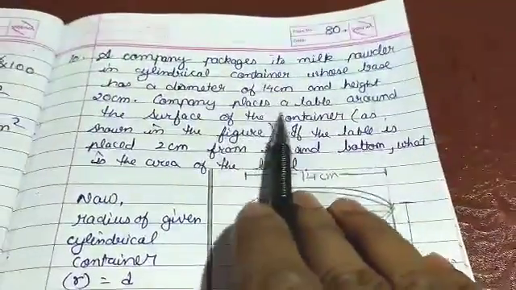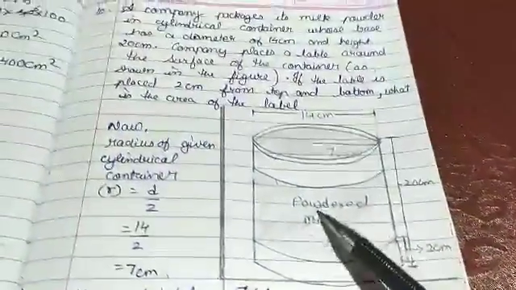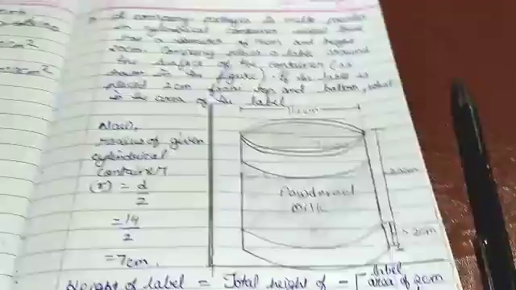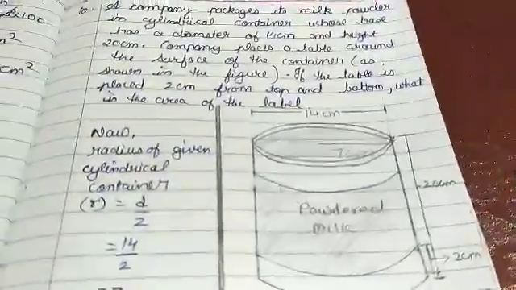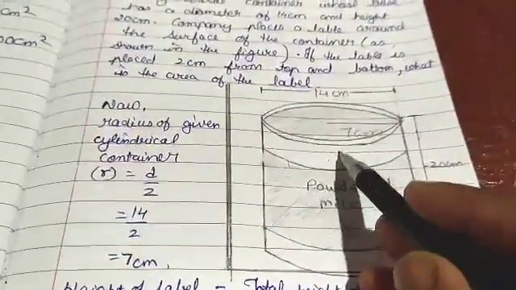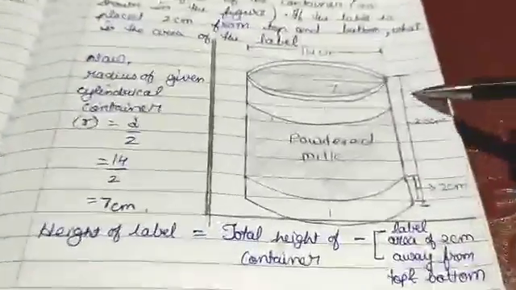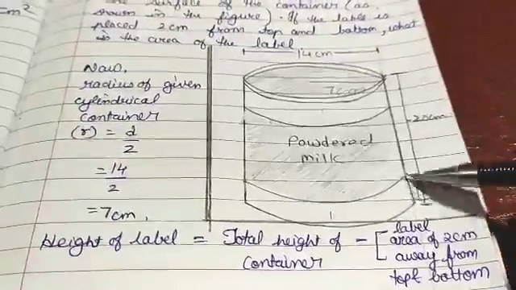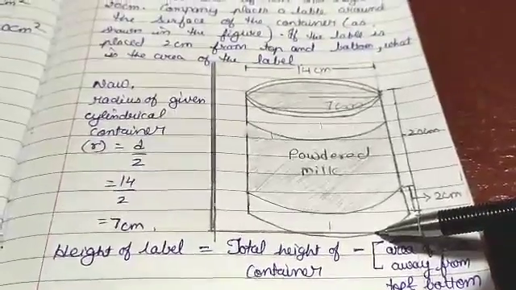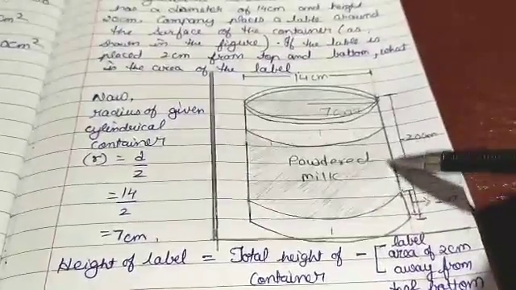Then the company places a label around the surface of the container. Now see, we found one kind of label on the surface of the container. This is a curved surface. As shown in the figure, if the label is placed 2 centimeter from top and bottom, what is the area of the label? If you see, the label is 2 centimeter from top and bottom at the center. If the total height is 20 centimeter, the label is placed 2 centimeter above and 2 centimeter below from top and bottom. Okay, so now we need to find the area of this label.